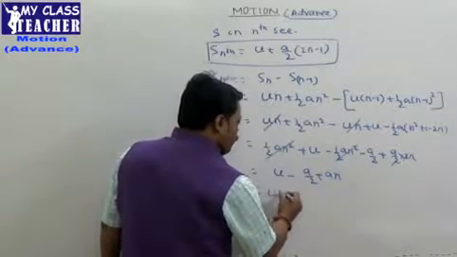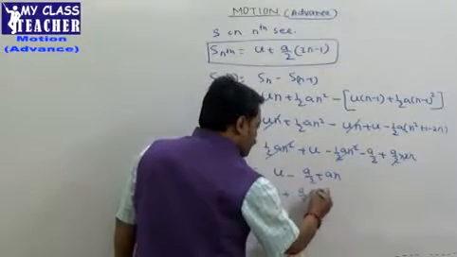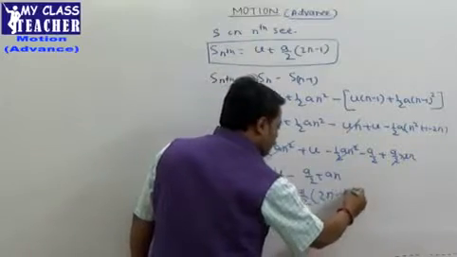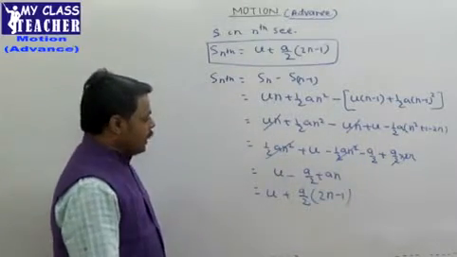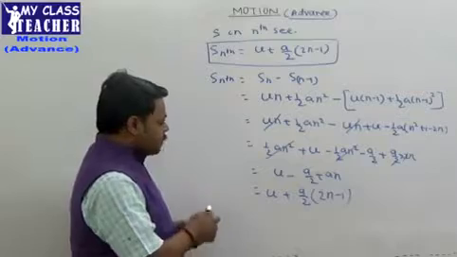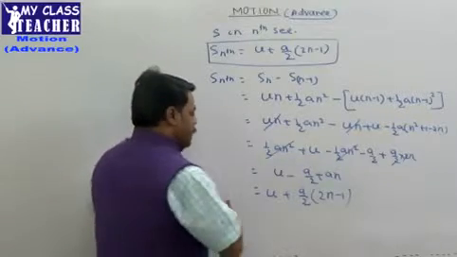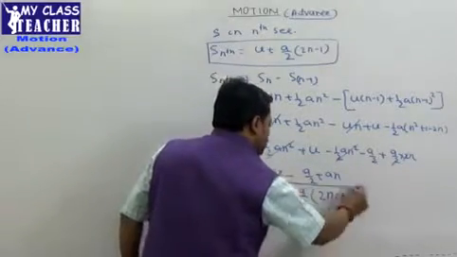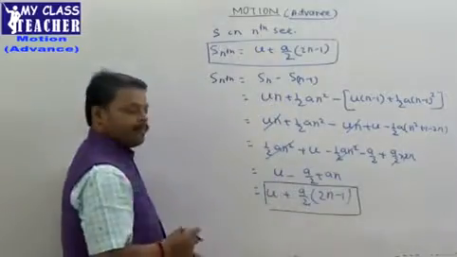So this is equal to u plus, if I take a by 2 common from here, this will be equal to 2n minus 1. So finally, displacement covered in nth second, you have to remember this formula. This is a u plus a by 2 into 2n minus 1.